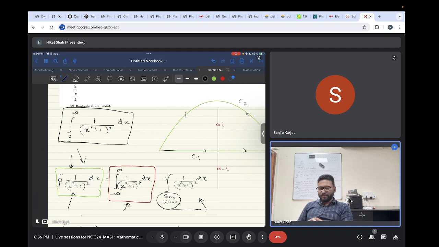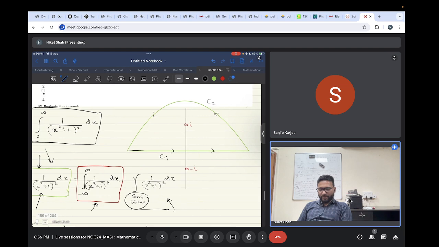But basically, this contour integral is composed of two parts only. One part is along the real axis, from minus infinity to infinity, and the other part is this semicircle, which is almost at infinity. The radius is at infinity. You can see that these two contours C1 and C2 are joined at these points.